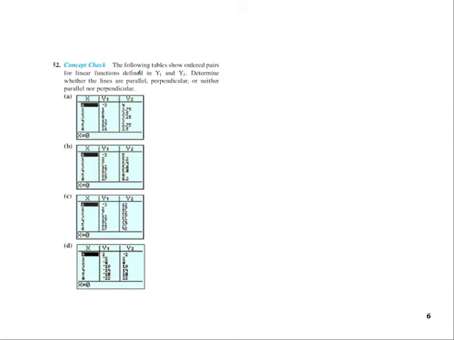Now, another problem that I want to show you, this is from your book, from section 1.4, and I honestly don't remember the page number right off the top of my head. But this is to review parallel and perpendicular lines. Instead of just giving you two equations to say are these parallel or perpendicular, it's asking you to use some ordered pairs that are in the table.